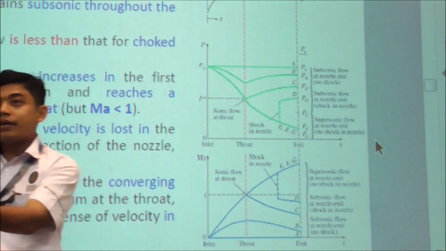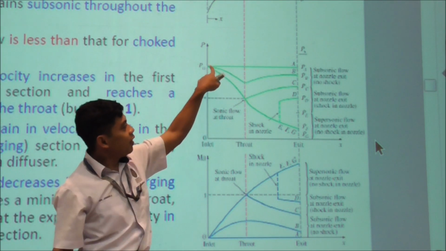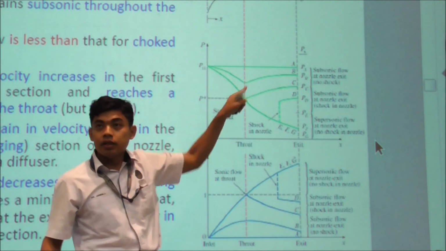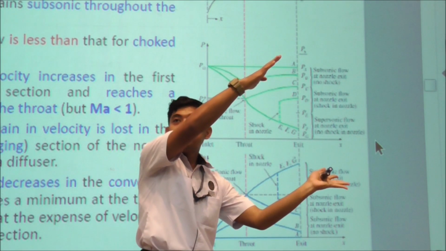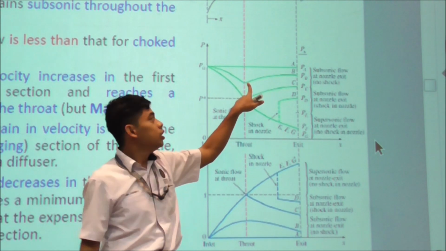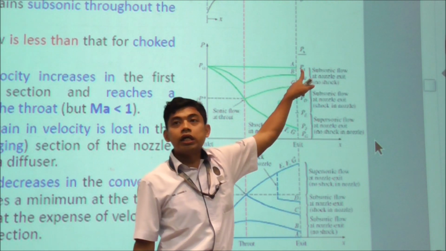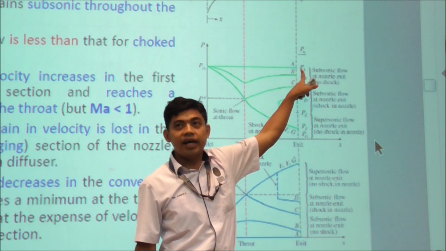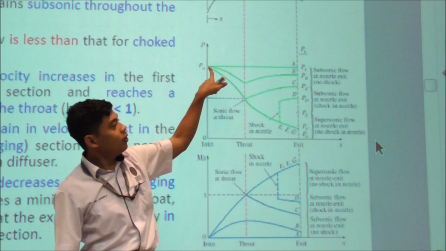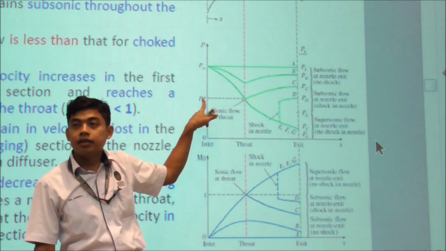The velocity will increase, the pressure will decrease. The velocity increases, pressure decreases. Then you have a diverging section, and because you haven't reached supersonic flow, when the velocity decreases, the pressure increases. Simple, yeah? Now, you reduce it further until the throat reaches P star.